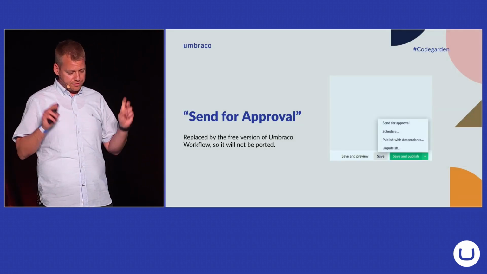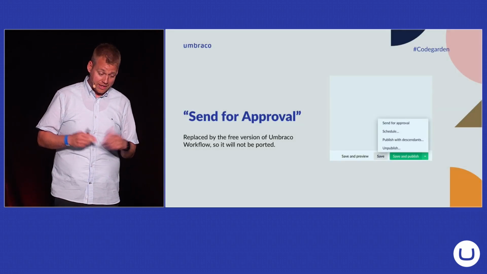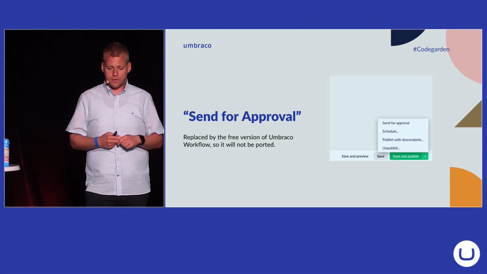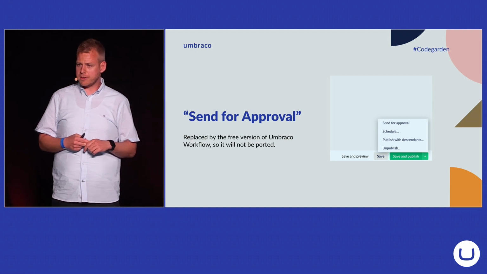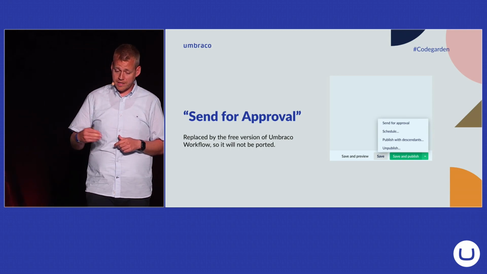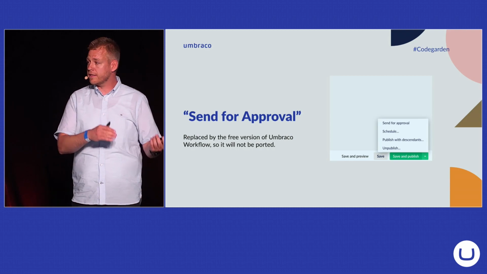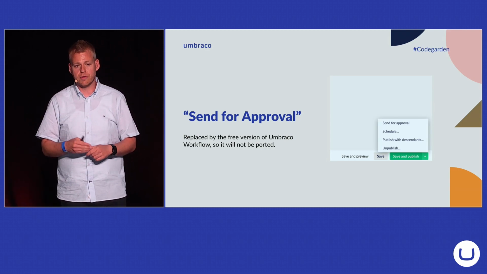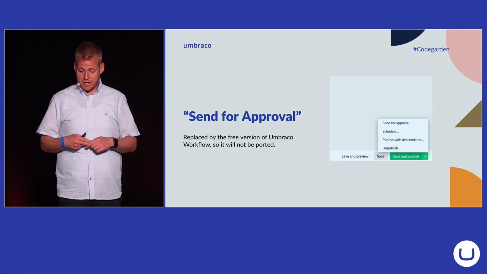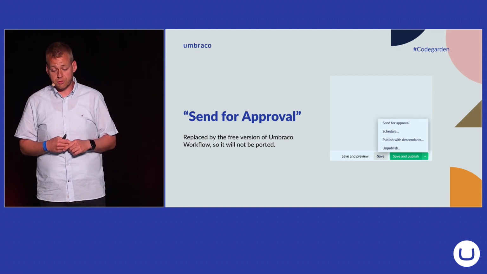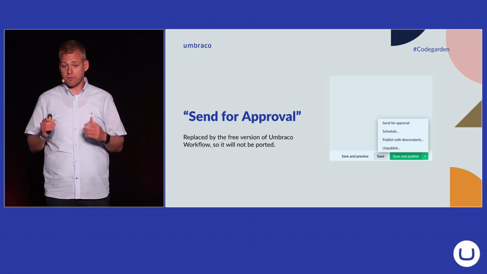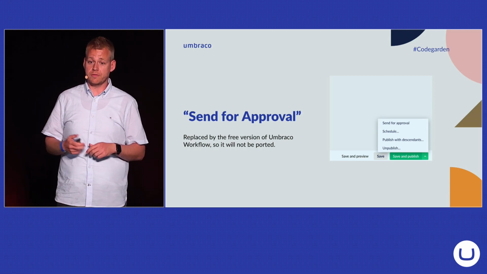We also have a kind of secret feature. I call it send for approval. It's a kind of poor man's workflow implementation. It limits some editors from being able to publish, and instead they can send an email to other editors that can then go into Umbraco and review it and publish the content. But we think the free version of Umbraco Workflow is a way better solution to this use case. So to simplify things, we don't plan to reintroduce this when the new backoffice is made.